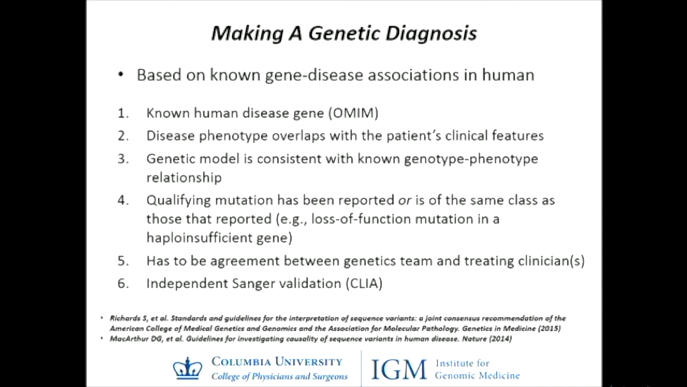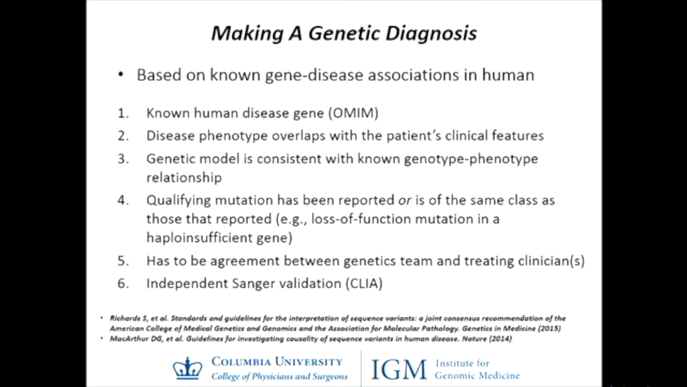And finally, and probably the most important part, is that you would need to have consensus between both the genetics and the clinical team, that they both agree that that mutation could be the cause of the patient's phenotype. So the genetics team has to be convinced by the human genetics that's behind that variant, and the clinical team has to be convinced that their patient's phenotype is consistent with what's known about human disease from that gene.